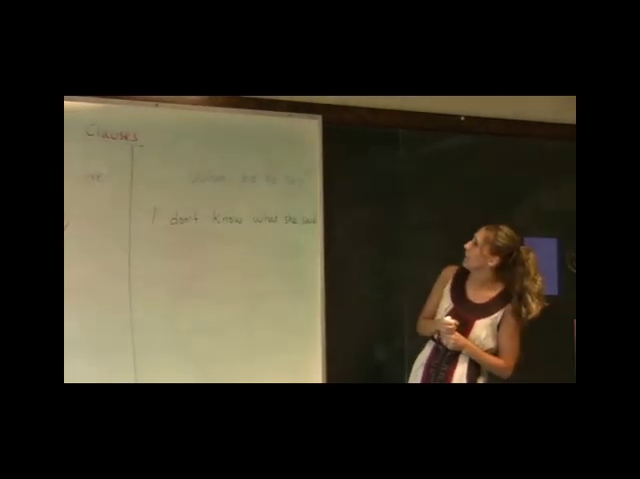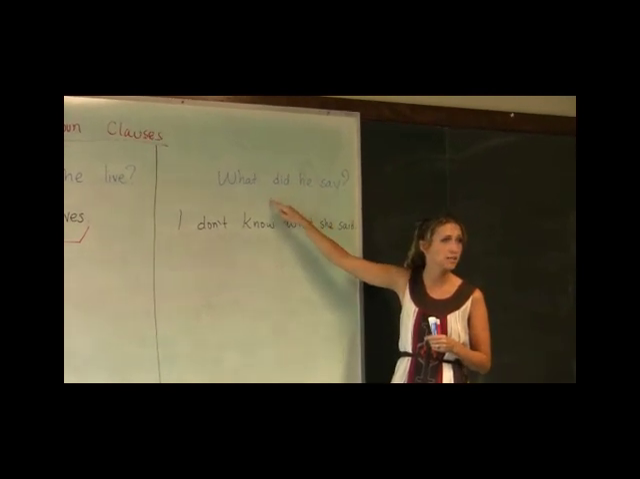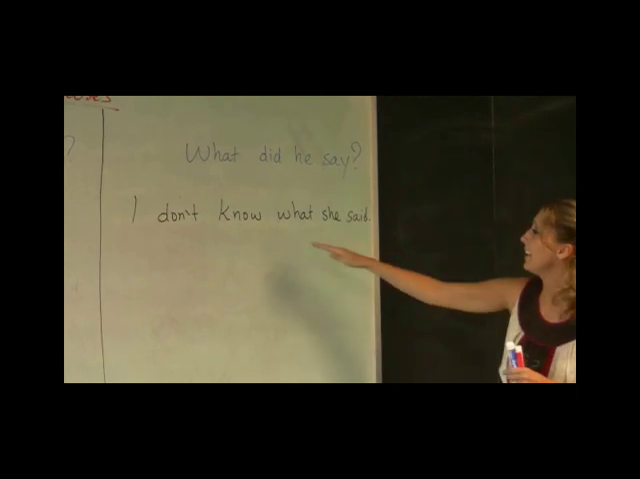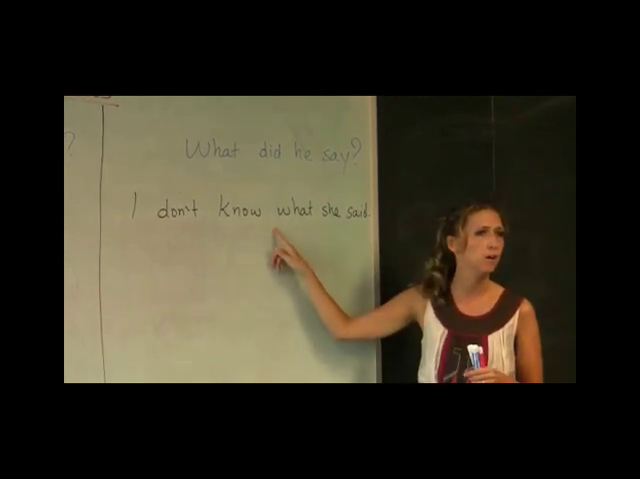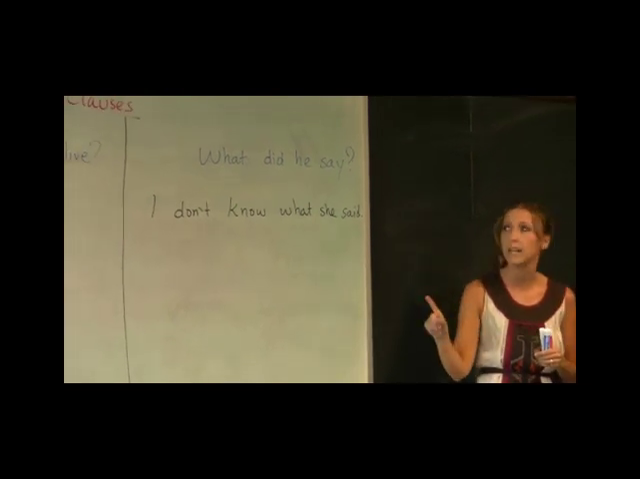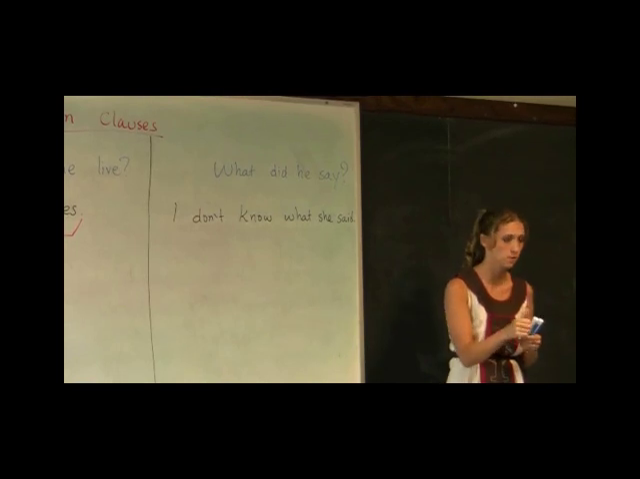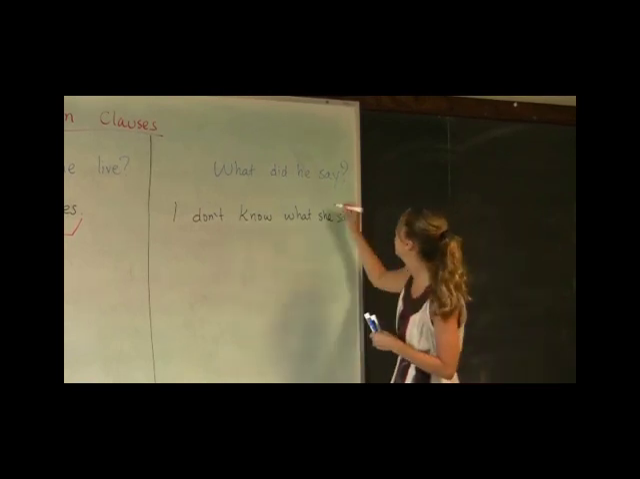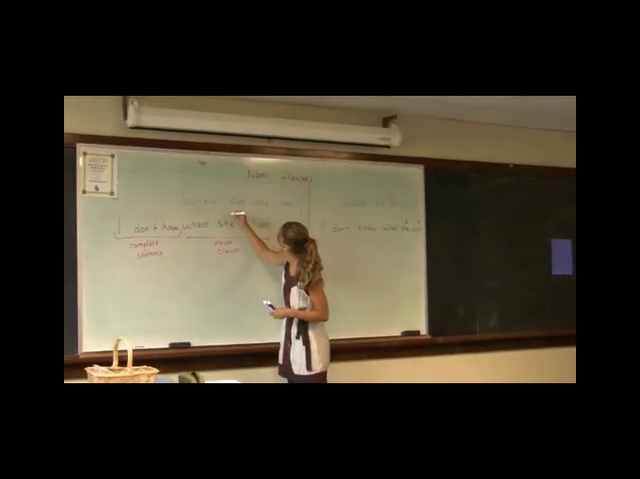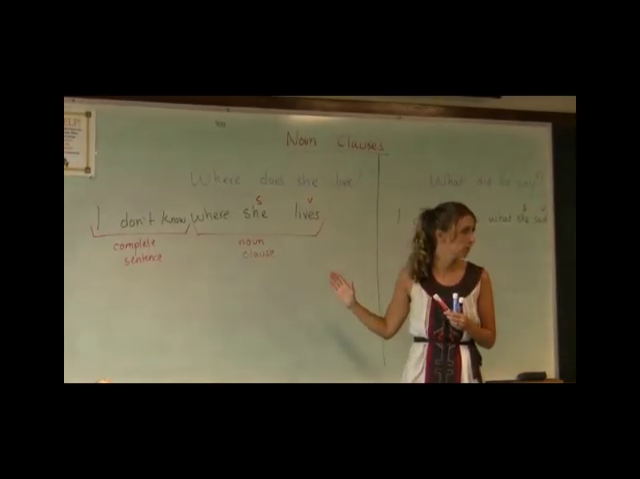Notice that in here we say, what did he say? So in the question, the past tense, we have it with the helping verb because this is question order. But in the answer, we don't put did anymore. We just put the verb in the past tense. And one very important thing: in noun clauses the subject is always before the verb. Notice here, I don't know what she said. I don't know where she lives. So verb after subject. Okay?